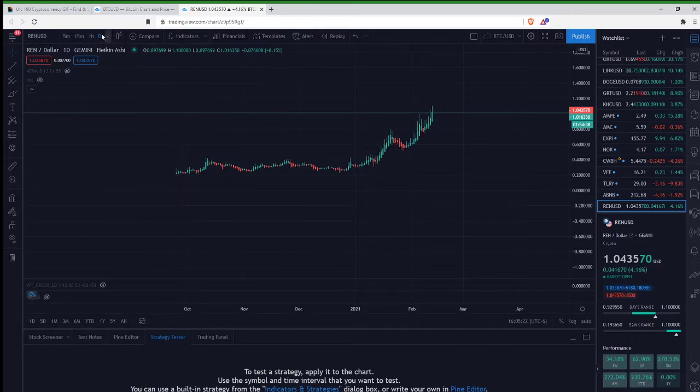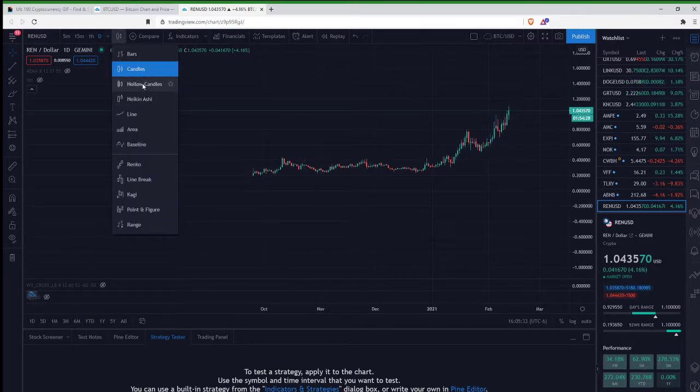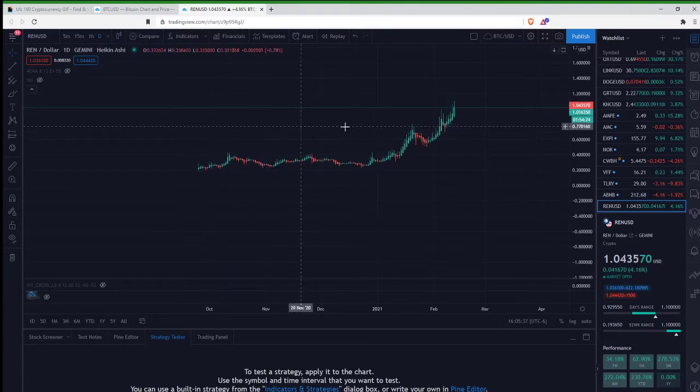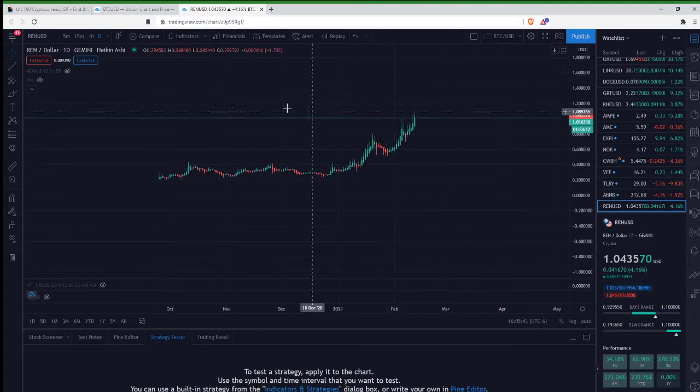Next to the time frames that we were just looking at, these are our candles. So we have bars, we have candles that we can look at, hollow candles, Heikin Ashi, which is Japanese candlesticks, which is my personal favorite. I recommend everyone to use Heikin Ashi.